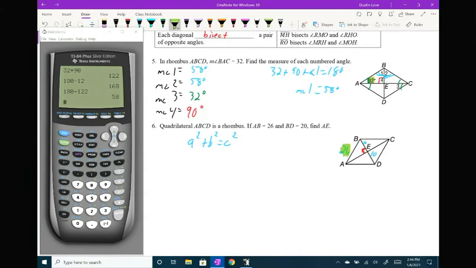I need to stop highlighting green and blue together. They don't work well. Okay, so we're going to plug in. A is going to be 10 squared plus B squared equals C squared, which is 26 squared. Okay, so I know 10 squared is 100 plus B squared. Now 26 squared is 676. I'm going to subtract 100 from both sides.